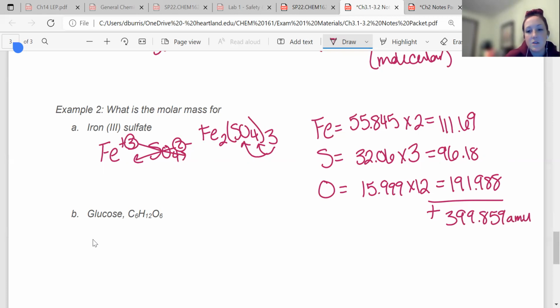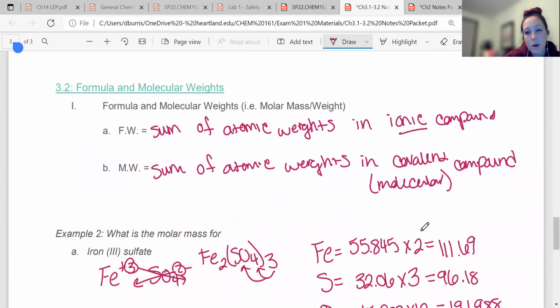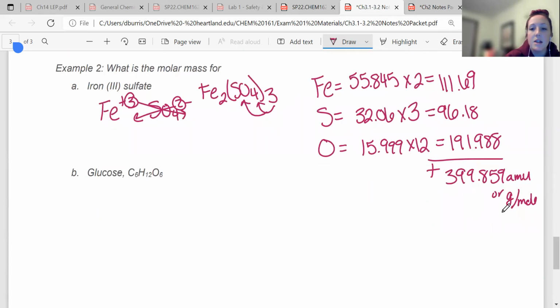We've been using atomic mass units. Now there's another unit we're going to start talking about. It's called grams per mole. You might have noticed that I said molar mass up here. We're going to talk about what a mole is in the next part of the unit. But these are going to be the units you're going to find. So all you have to do is add up the numbers essentially from the periodic table.